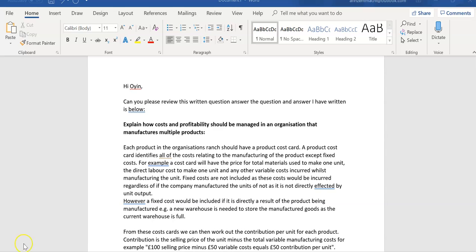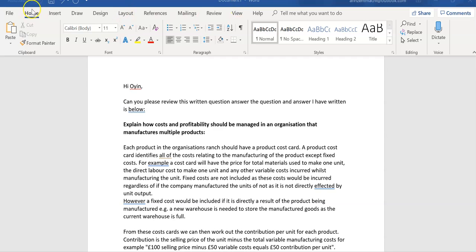Just looking at your question here, on this question about costs and profitability and managing multiple products. It's an interesting question. It's actually quite a full question. You've tackled one section of it, but there's a lot here to look at.